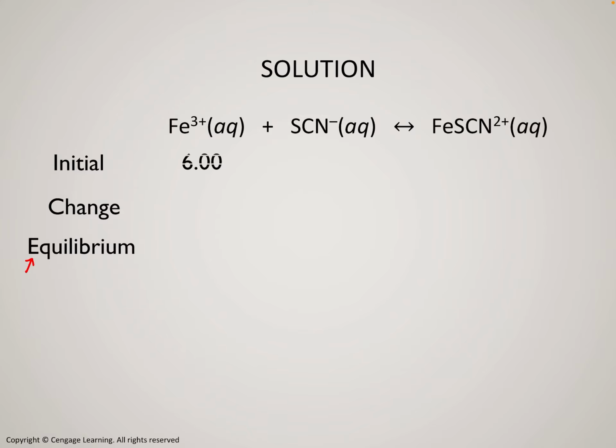So let's fill in what we know. We know our initial concentrations of these: we have 6 molar iron and 10 molar thiocyanate. And again, these are being done in molarities, not in moles.